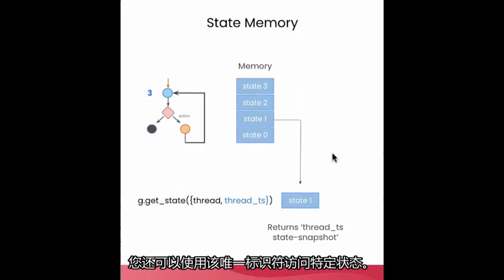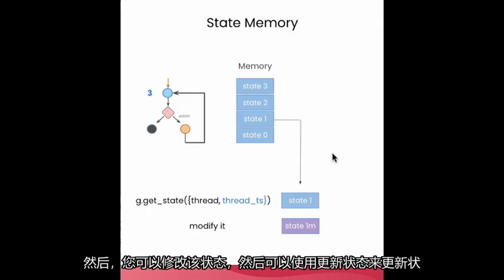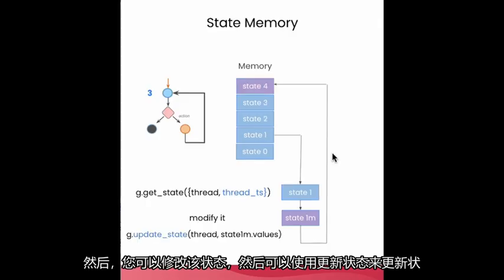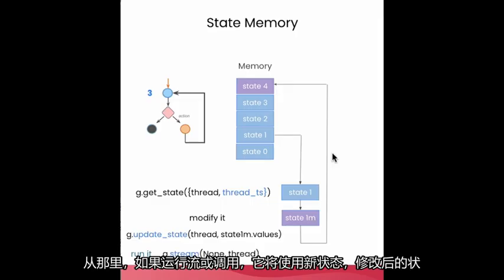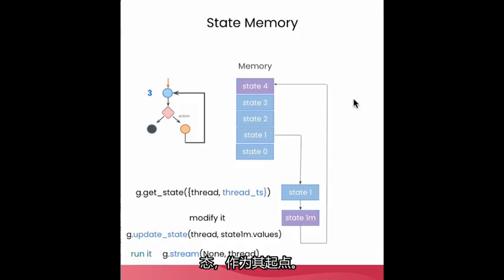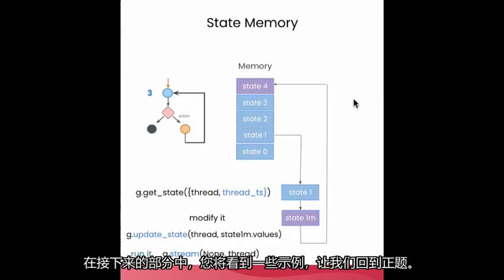You can also use that unique identifier to access a particular state. You can then modify that state, and then you can use update state to update the state and store it back into memory in the location of the current state. From there, if you run stream or invoke, it'll use the new state, the modified state, as its starting point. All right, you'll be seeing some examples of these in the upcoming section, so let's get back to it.